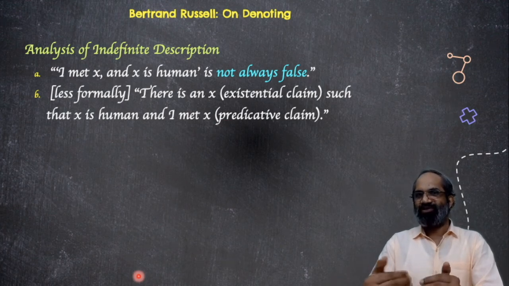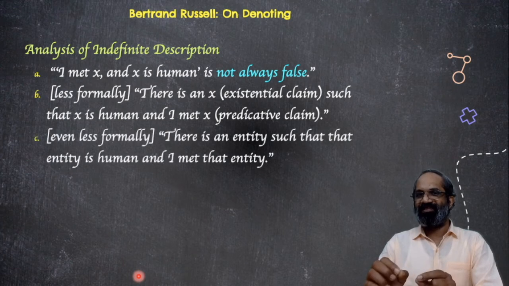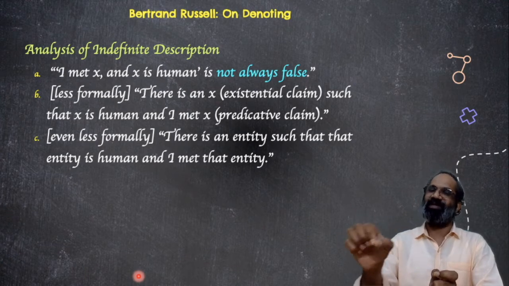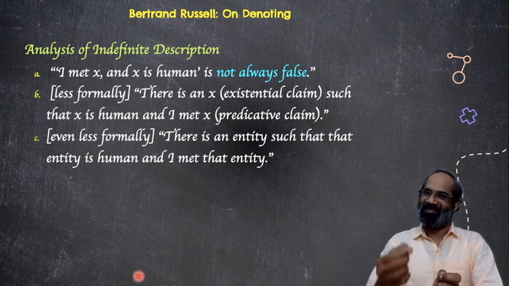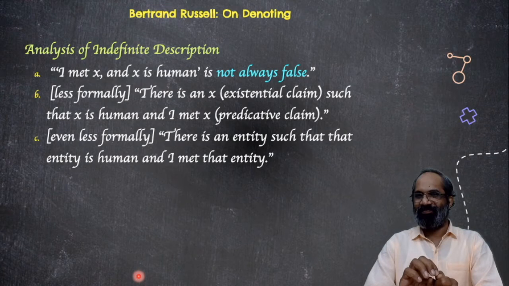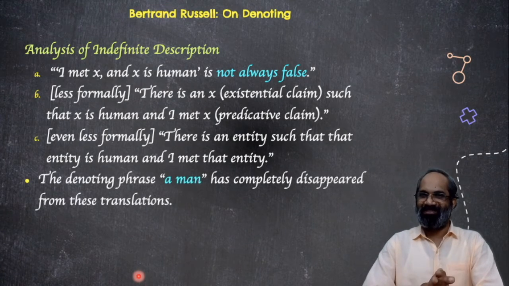So make it even less formal. There is an entity such that the entity is human and I met that entity. There is an X such that X is human and I met X. So the denoting phrase "a man" has disappeared. It's completely disappeared. There is no "a man".